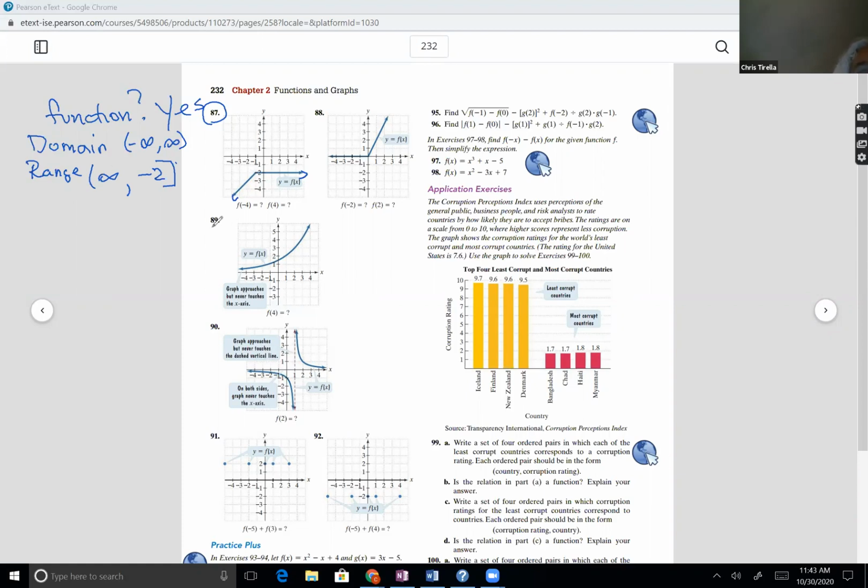If I look at number 89, is 89 a function? Yes. If I look at the domain, is there a smallest x value or a largest x value, or does it keep on going in both directions? It's going both directions. So that would be negative infinity to infinity. If I look at the range, is there a smallest y value or a largest y value? Well, you see how this is going down, and then over here it says the graph approaches but never touches the axis. So that smallest y value is 0, but because it doesn't touch it, it's going to be open on that side. And there's no largest, so it goes on to infinity.